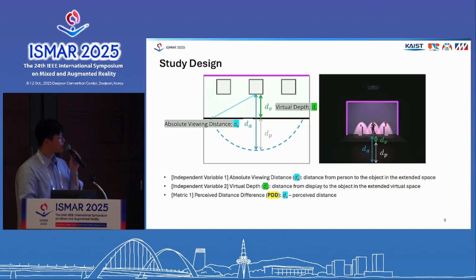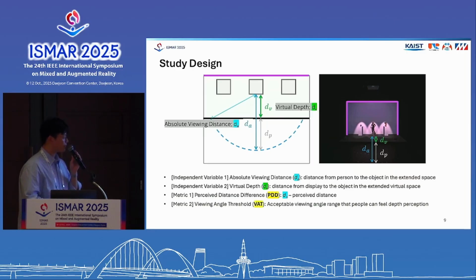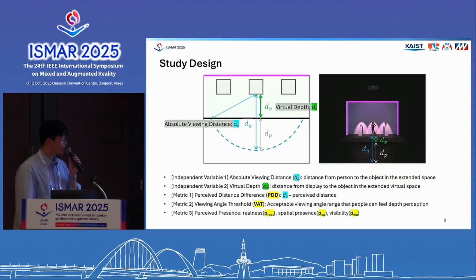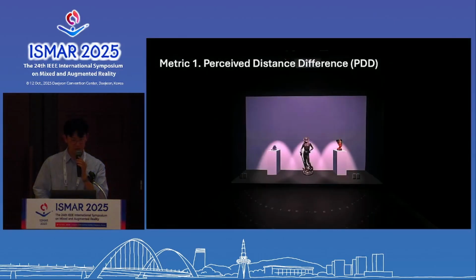The first is perceived distance difference, which means the absolute viewing distance minus what participants responded as the perceived distance. The second metric was a viewing angle threshold, the acceptable viewing angle range in which people can feel depth perception. And the last one is perceived presence, which includes realness, spatial presence, and visibility. So let's go through this step by step.